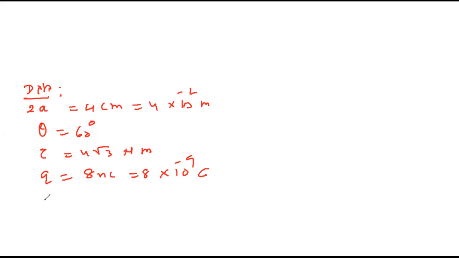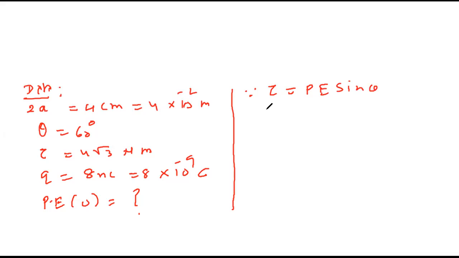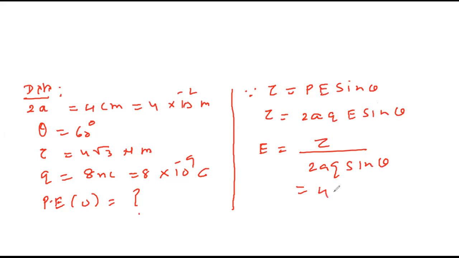What we have to find? Potential energy, denoted by U. To get potential energy, we require the electric field. So first, the torque formula is P E sine theta. Are you aware of this torque formula? And P is nothing but 2AQ into E into sine theta. So from this E equals torque upon 2AQ into sine theta. Torque is 4 root 3, 2A is 4 into 10 raised to minus 2, Q is 8 into 10 raised to minus 9.